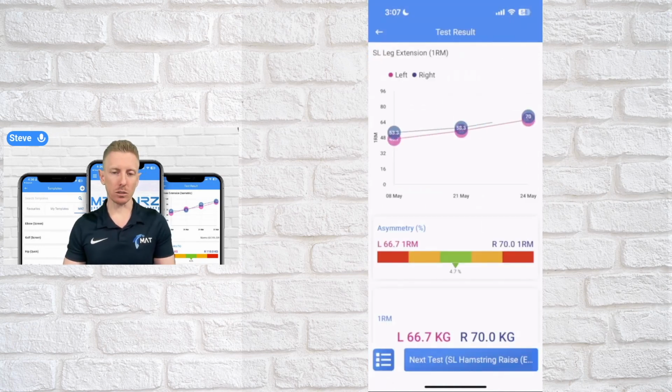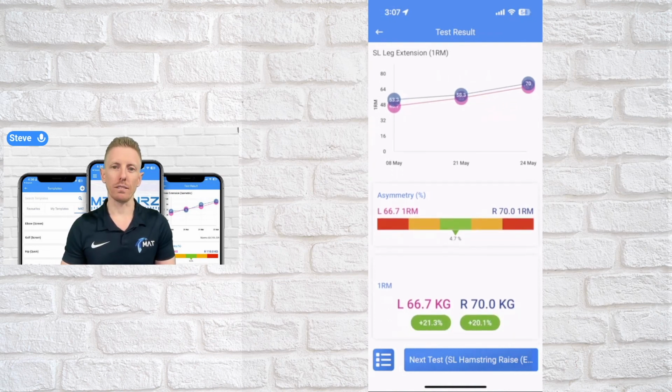So in this case, when we put those calculations in, the calculator does its work for us, which is quite nice, and it says that we're able to do 66.7 kilos on the left and 70 kilos on the right. So we can obviously see that track over time versus previous sessions, and we get a really nice direct comparison. Previously we may have used a slightly lighter weight and performed some more reps, but it really allows us to compare apples with apples when we're talking about that 1 rep max data point.